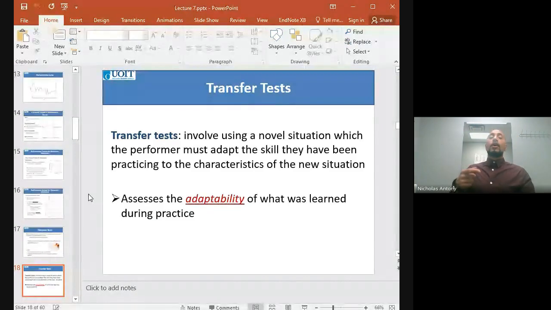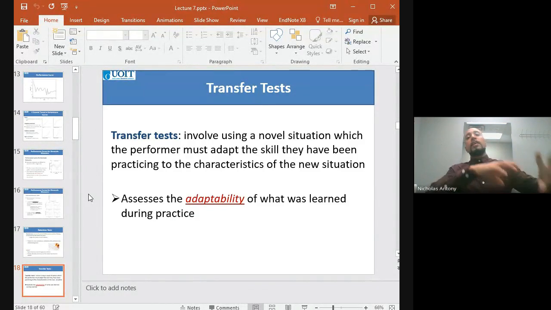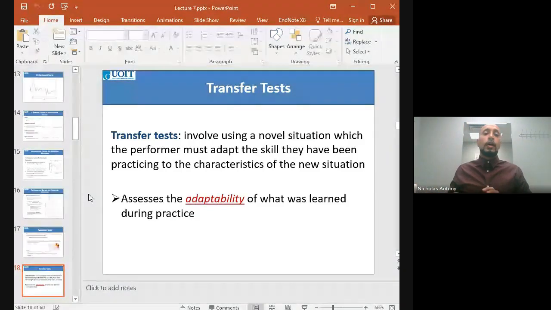Transfer tests are different. Transfer tests involve using a novel situation in which the performer must adapt the skill they've learned into characteristics of a new situation. The most common example of that is sports, right? You are practicing the different skills of the sport, and then the game is always a brand new situation.